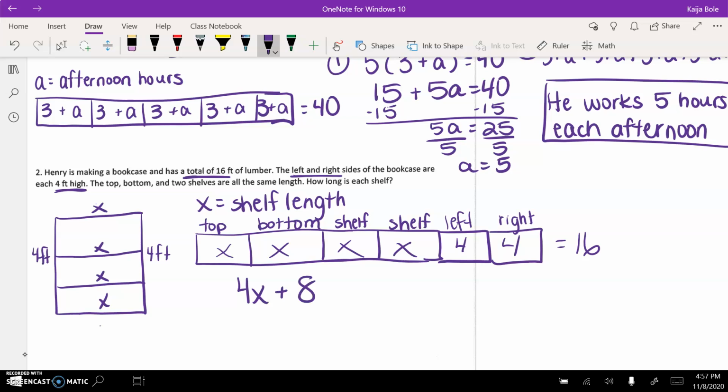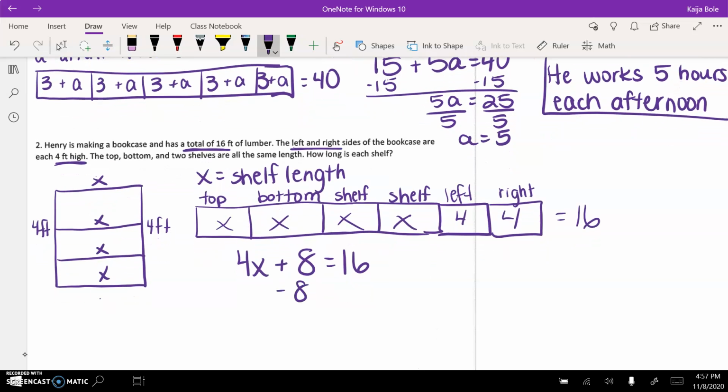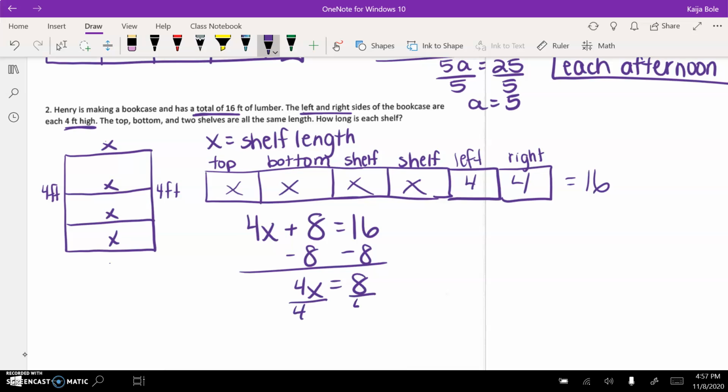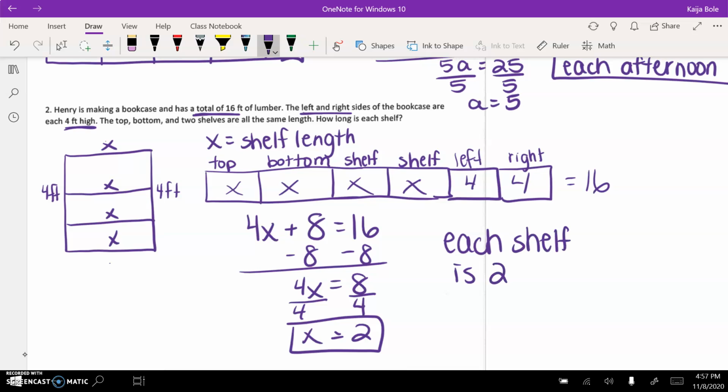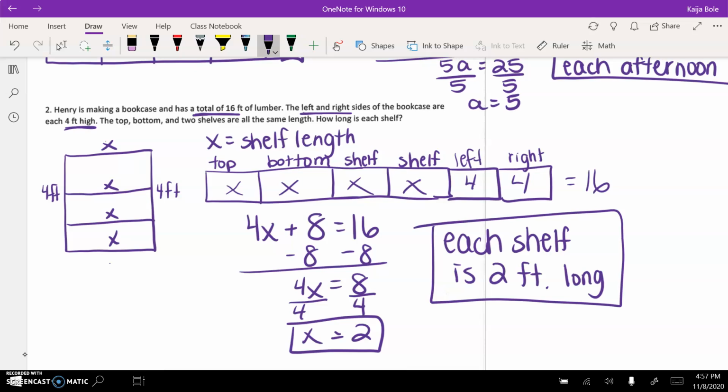plus 8 equals 16. Now I go in and I'm solving, so I subtract 8 from both sides. So 4x equals 8. Divide by 4 on both sides. X equals 2. So each shelf, this would be our answer, is 2 feet long. Okay, so hopefully this helps. That's all I'll do in this video for now.